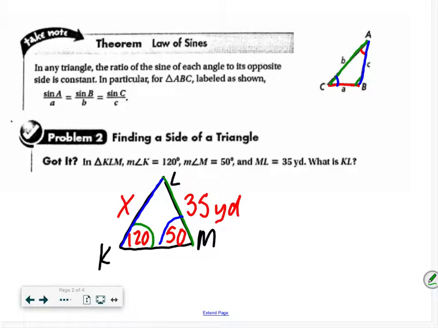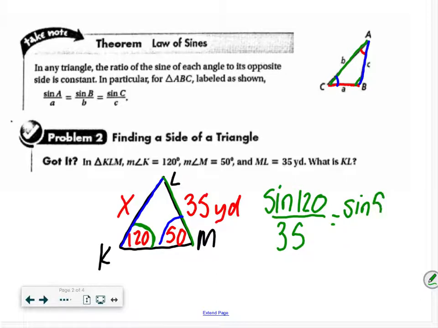Sine on top. For my first fraction, my personal preference is to put the one that I know both things of. It doesn't matter where you put them. So I'm going to take the sine of my 120 angle over, what side matches up with it? 35. And that has to be equal or proportional to the sine of my other angle, which is 50, over the side across from it, which is x. Very good.